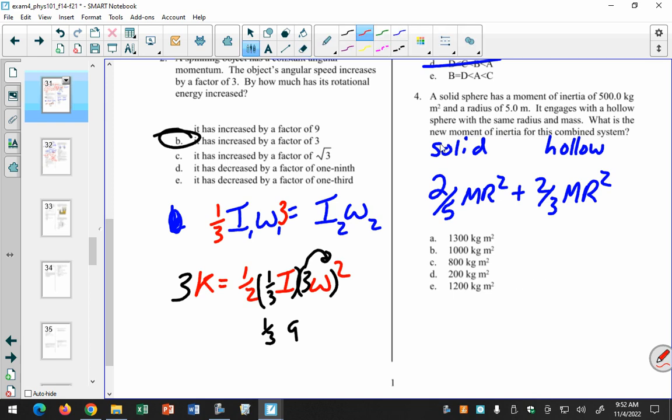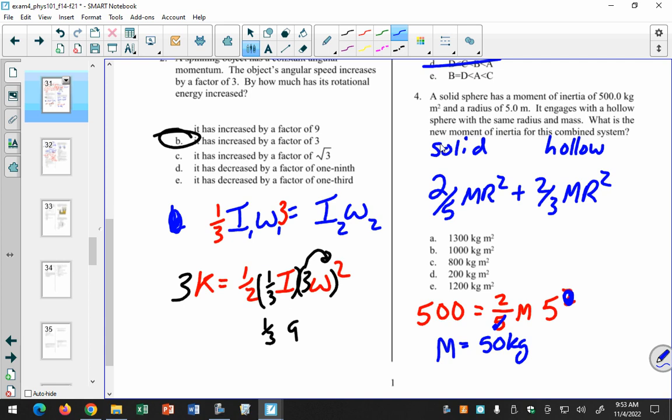Yeah, so I have to figure out what the mass is from the first one. So the solid sphere has a moment of inertia of 500 kilogram meters squared. That's equal to 2/5 times the mass times the radius squared, which is 5 squared. Let's see, I can get rid of this 5 with one of these. And so M is equal to 50 kilograms.